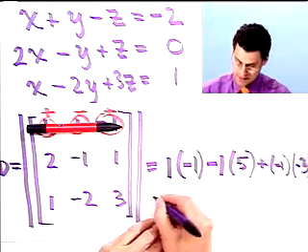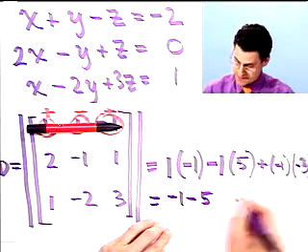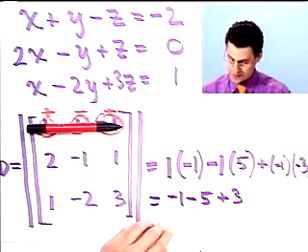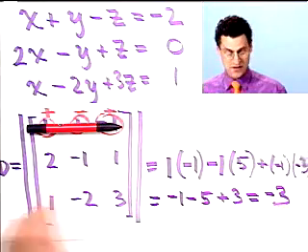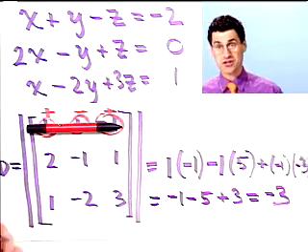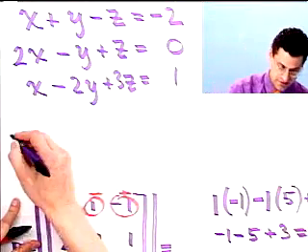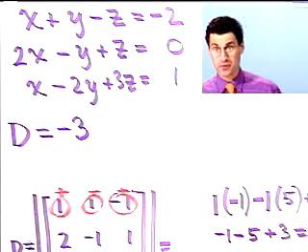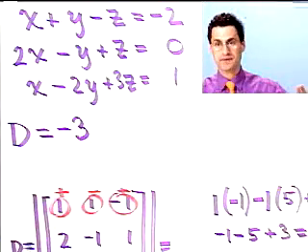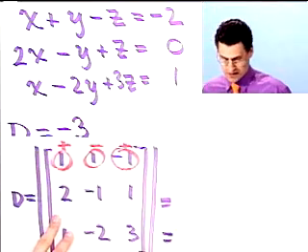And so what do I see? I see this equals -1 minus 5, and this is a plus 3. And so I see -6 plus 3 is -3. So this determinant D is actually equal to -3. So I write that down. So D equals -3. Notice it's not 0, so this method will work. If D were to equal 0, I would have to stop this method right away. Okay, so anyway, that takes care of D.